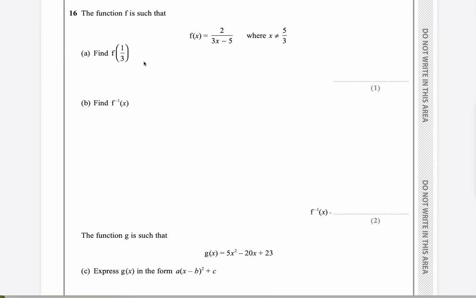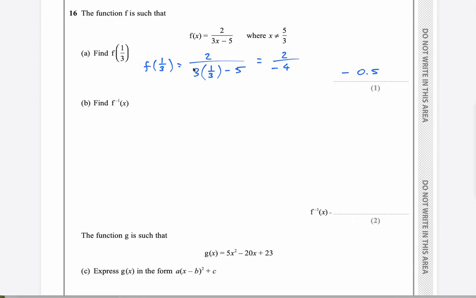So f of a third, we are just going to sub in a third for x. So it's just 2 over 3 times a third minus 5. Now, guys, 3 times a third is 1, and 1 minus 5 is negative 4. Simplify this, it is negative 0.5. Obviously, you can use your calculator, guys, but hopefully you know how to do this.